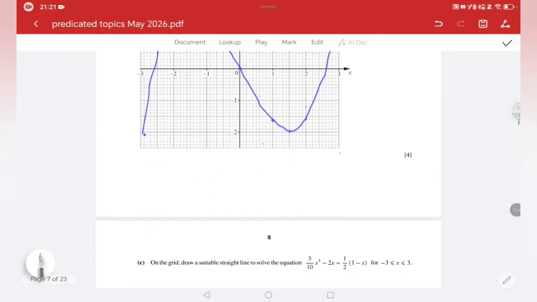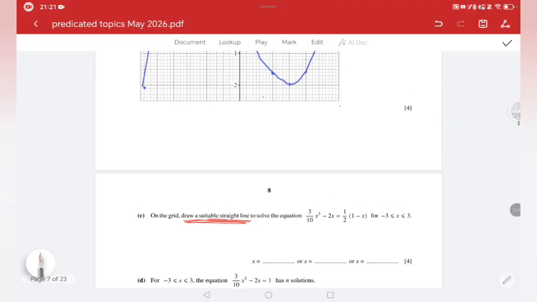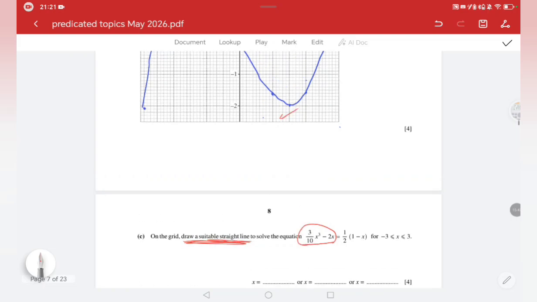Let's move to here. They said draw a suitable straight line. This usually is a question. So which line exactly do you need to do? Look at this one. This one is the main equation I have. This is the graph equation, like this is y. So which straight line do we need to draw? We need to draw y equals to this part.